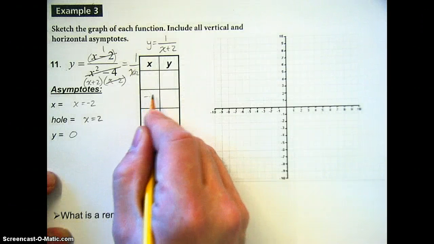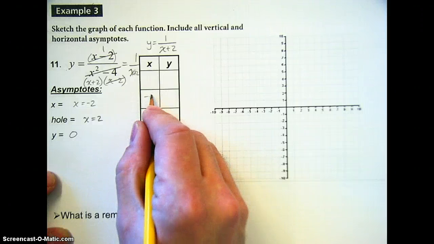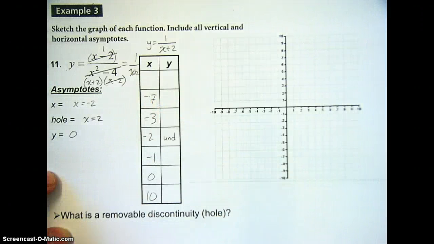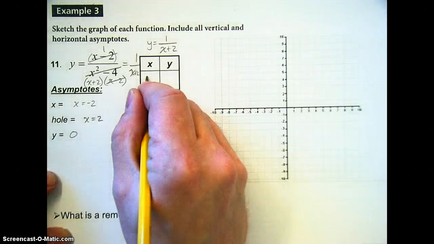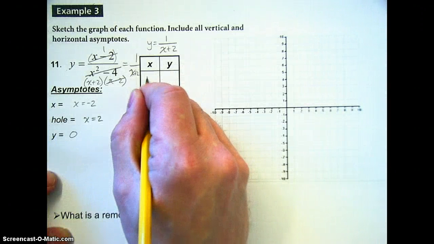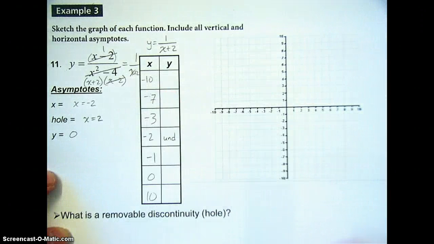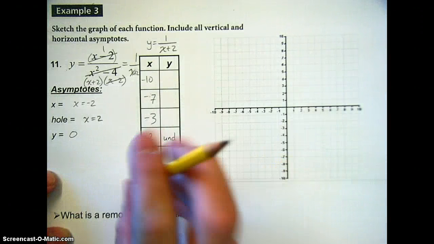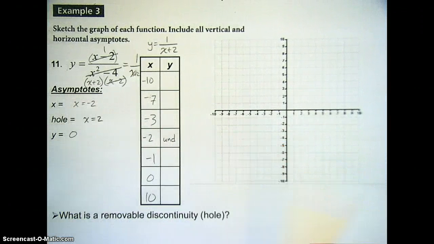Okay. How about maybe -7? Maybe one a little further away. Okay, how about negative 10? You don't have to pick ones that are right next to it. You could pick ones that are right next to it. It's up to you. But I want you to go ahead and fill out your table using those values.